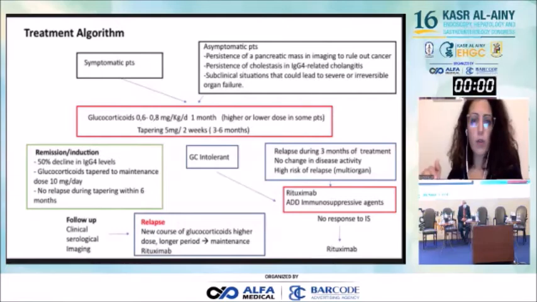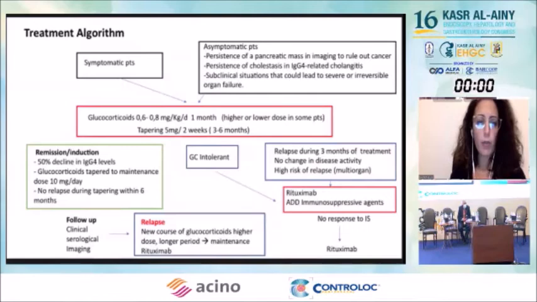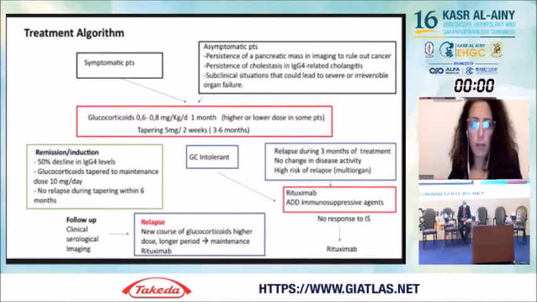So whether the patient is responding, which means they have a decline in IgG4 levels during the steroid therapy of 15%, steroid tapering reaching a dose of 10 milligrams for maintenance, and no relapse during the tapering at least at 6 months. These are the indications actually to start the treatment and to follow up the patient.